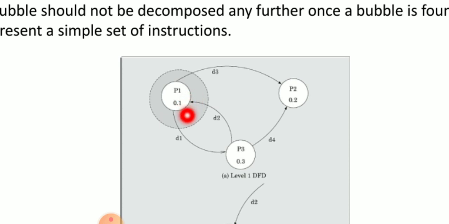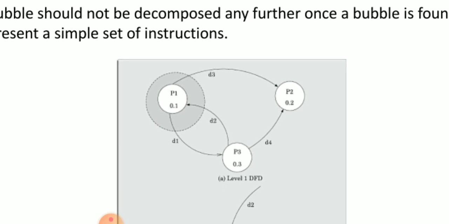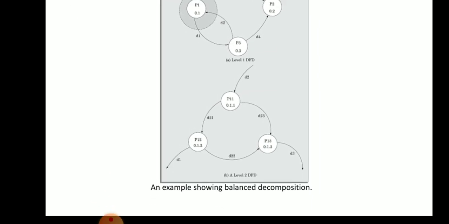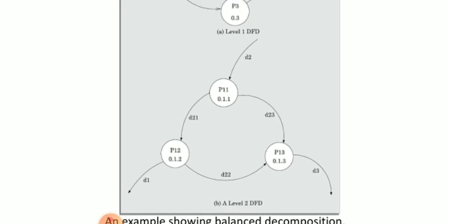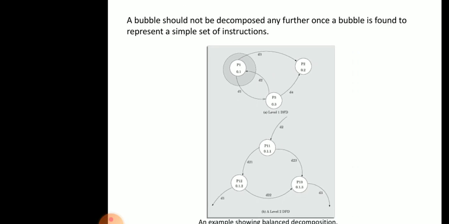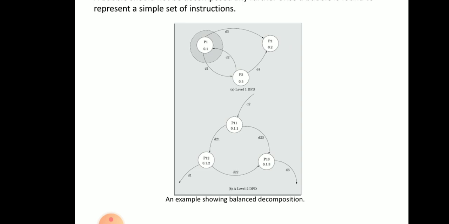So in P1 there are two data outputs, D1 and D3, and D2 is the data input to that process. This is the level 1 DFD representation. When we see the next level, the level 2 DFD, the same data flow is represented from process P1, 0.11, the same data flow D2 from the P3 process, and D1 and D3 as the data flow out of the process. The same data flow should be represented in the same manner in successive levels of the DFD.